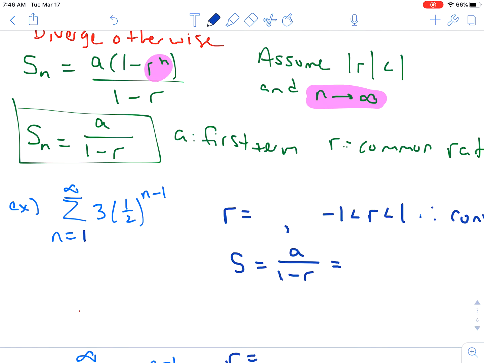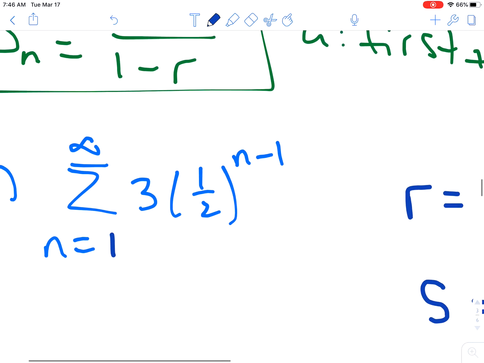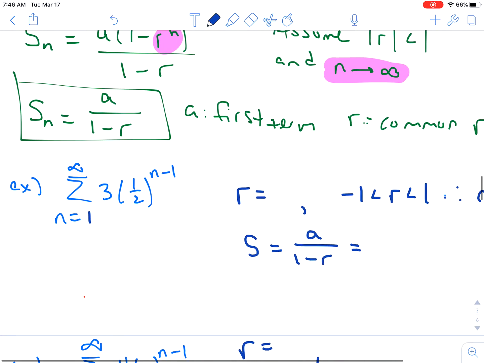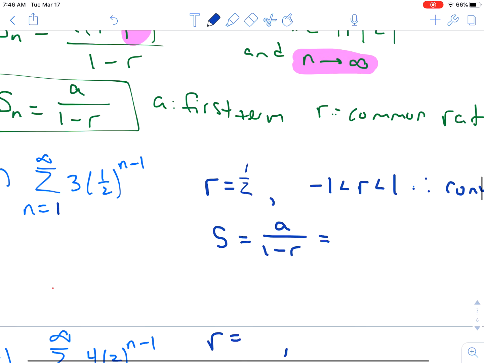Okay, so here I have the summation as n goes from 1 to infinity of 3 times 1/2 to the n minus 1. So what we notice is that we have something that's in exponential form. That's how we know this is a geometric series. So looking at the thing in the parentheses that's raised to the exponent, we have an r value of 1/2. Well, since r is between -1 and 1, this thing's going to converge. Right? So we have a convergent geometric series, and we can actually find the sum.